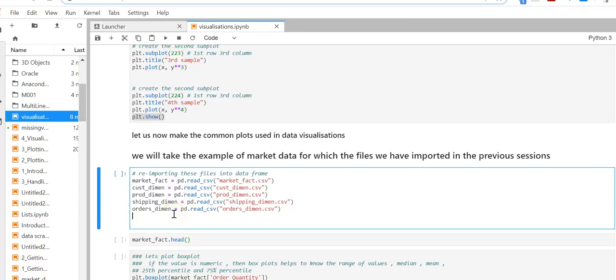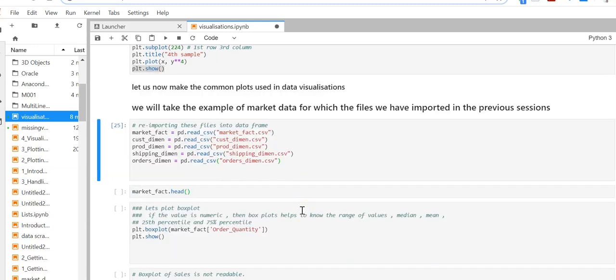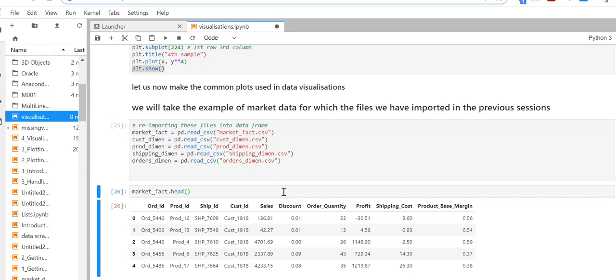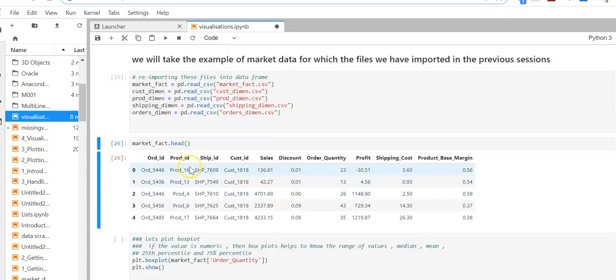Now we are going to upload the marketing data set. So I have 5 data frames which I am uploading. Let us see the market fact data. Okay, so now under the market fact data I have sales, discount, order quantity, profit. These are the numerical values.